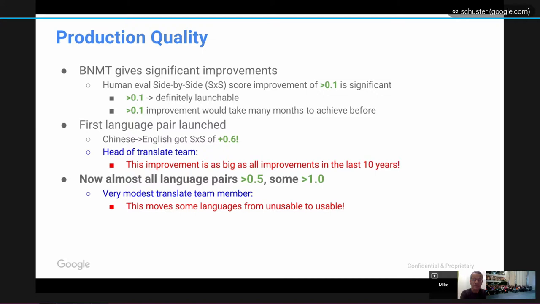By now, we have trained a lot of language pairs, and almost all language pairs have an improvement of greater than 0.5, and some even have an improvement of greater than 1.0 on this scale from 0 to 6. And this actually means a big improvement. So this basically moves some languages from completely unusable to usable. For example, Korean to English or Japanese to English improved a lot.